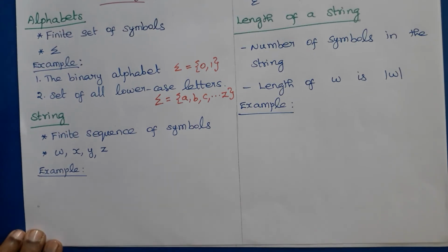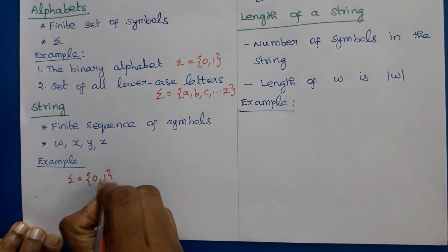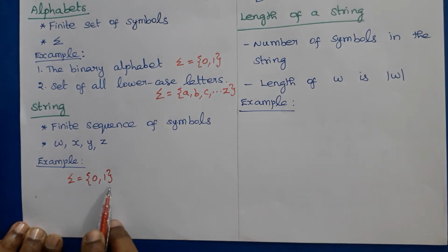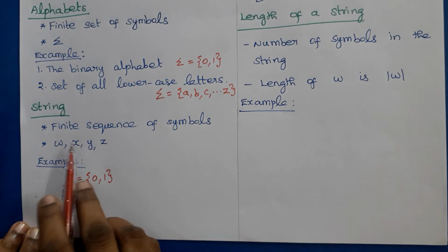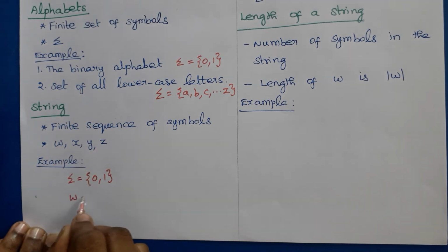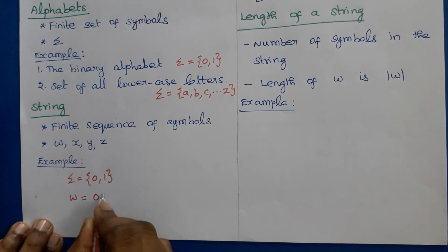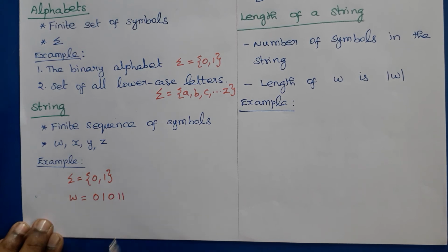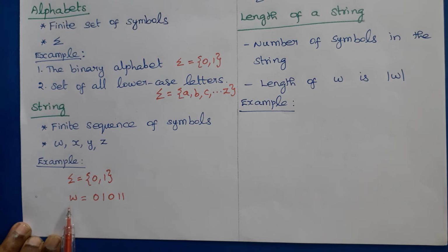So for example, if sigma is a binary alphabet, that is, if the alphabet is 0 and 1, then a string can be framed from this binary alphabet and written as w. We can use any one of these symbols. So w equals 01011. This is a valid string chosen from this alphabet. A finite sequence of symbols chosen from this alphabet is called a string. So we can represent it as w.